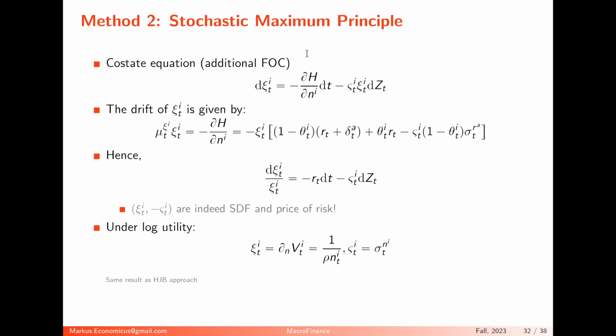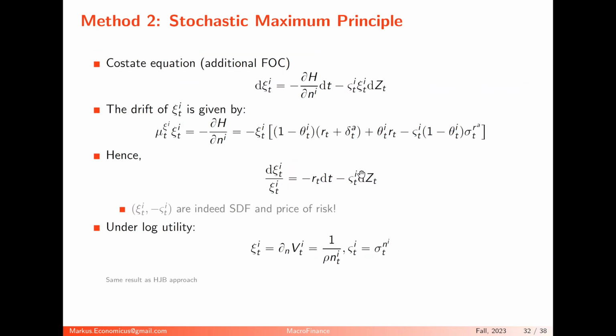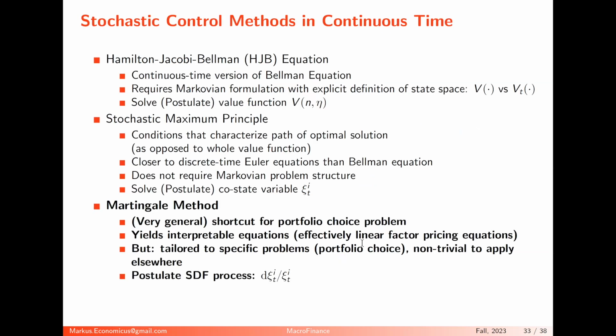So then you can, the co-state equation. You have this Hamiltonian first order condition. Then there's the evolution of the co-state equation and the drift, and then under log utility, you can do the same thing. You can derive the same thing. So it's just applying the standard Hamiltonian tricks we typically do. You get the same solution in the stochastic maximum principle as well.